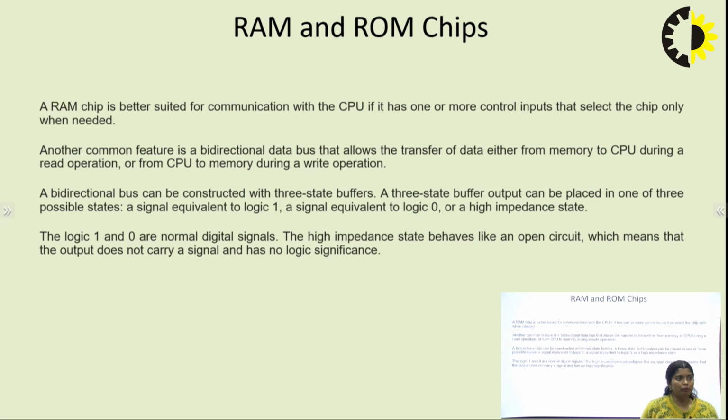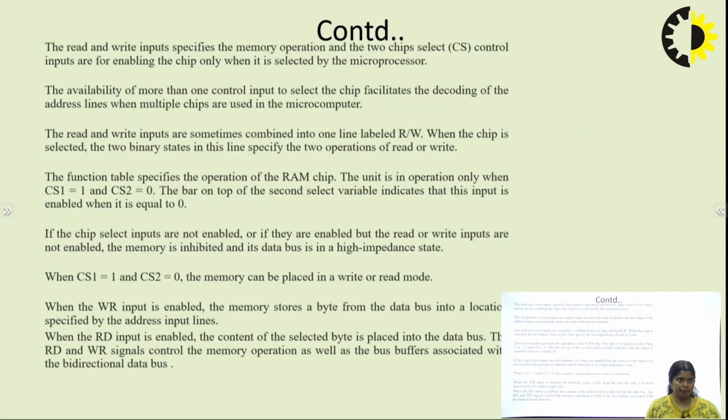In the RAM and ROM chip, because a bidirectional data bus is used, this bidirectional data bus can be constructed by the 3-state buffer, in which there is a logical 0, a logical 1, and a high impedance state. Logical 1 and logical 0 are the simple logic levels, and the high impedance state is the open state, treated as an open circuit. There is no logical significance there.